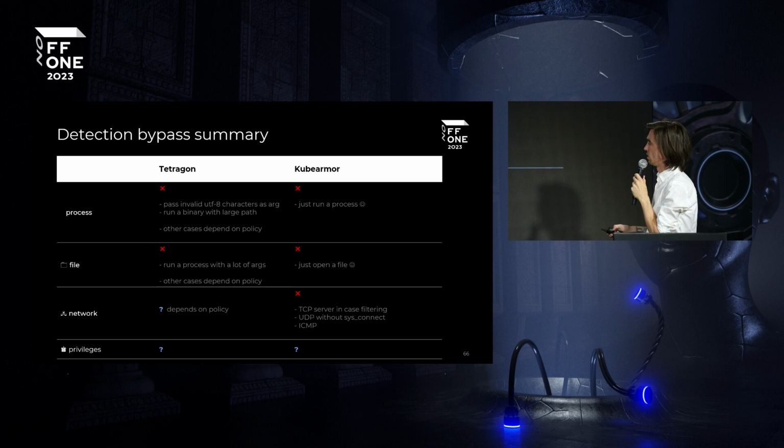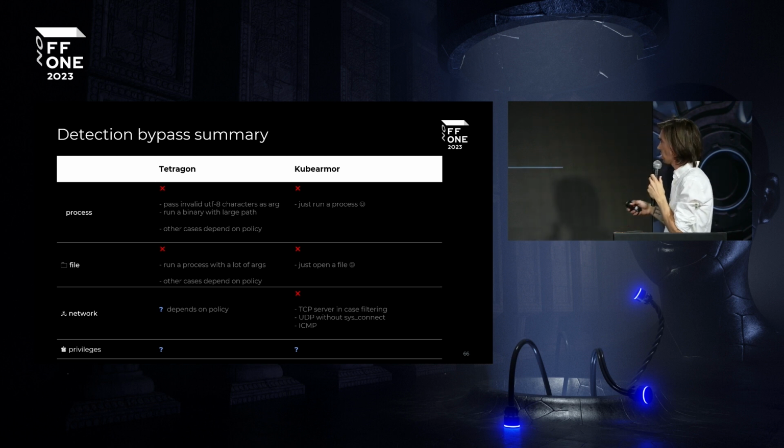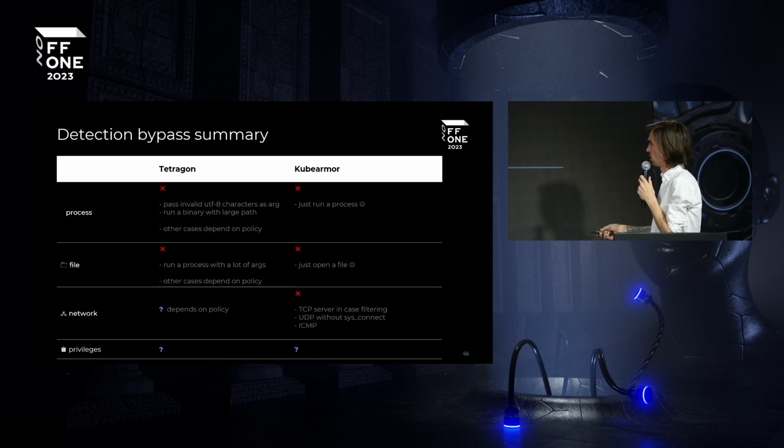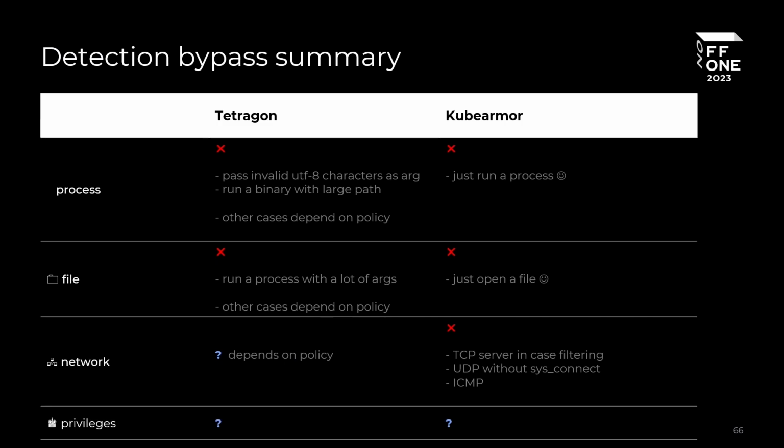Tetragon can be bypassed if you pass invalid UTF-8 characters or run a binary with a large path. In the case of KubeArmor, you can also just run a process. And just running a process is sufficient for KubeArmor because KubeArmor traces a 6 exec key, which does not register all the events. The same is true for files, since some of the events were lost.